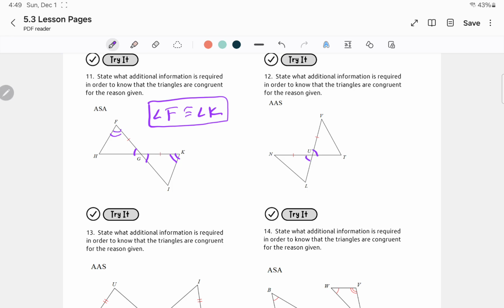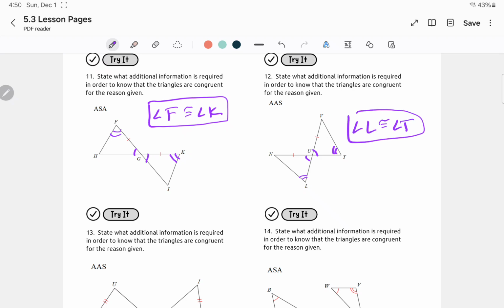This is actually very similar, right? But this time it's angle, angle, side. So we have an angle, we have a side. What's the other angle? It's got to be two angles with the side not in between. So it has to be these two angles right here, L and T. It has to be L is congruent to T.